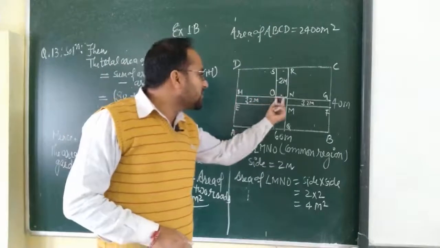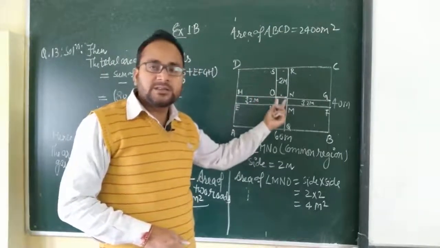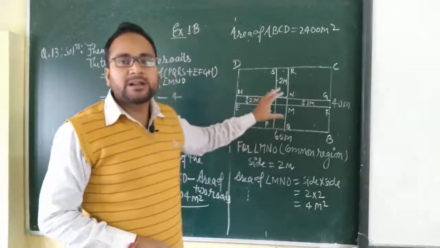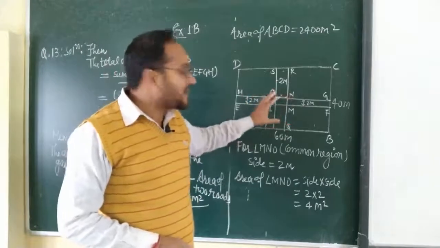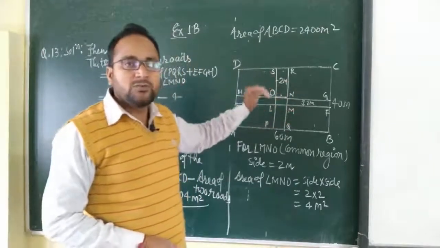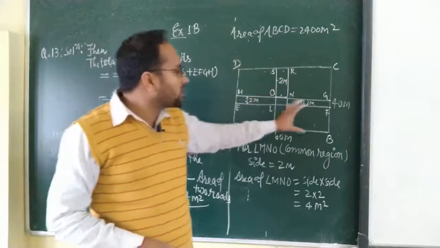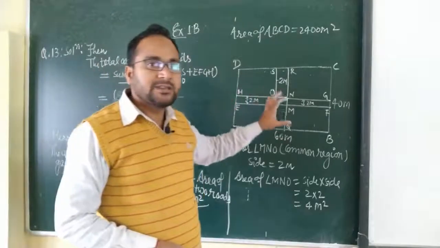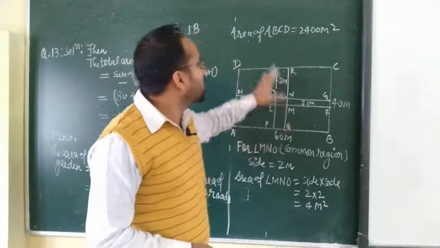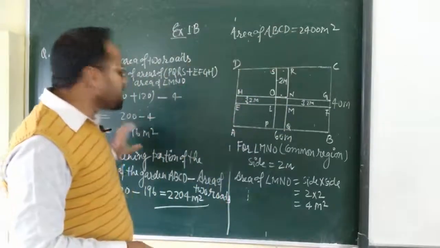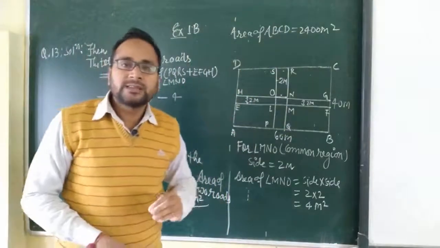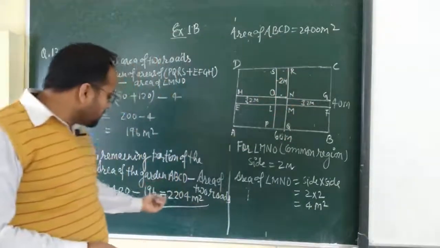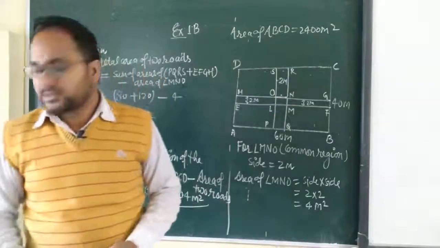In that, this region is included 2 times, so you will subtract 1 time the area of this common region LMNO. It is a square, so length multiplied by breadth, side multiplied by side, 2 multiplied by 2, you will get 4 meter square. So from the total area of the roads, you subtract the common region, you will get 196 meter square. So it is the area of these two roads, and from the total area, if you subtract this 196 meter square, you will get the area of the remaining portion which is not included by the road. Okay, so it is 2204 meter square, students.